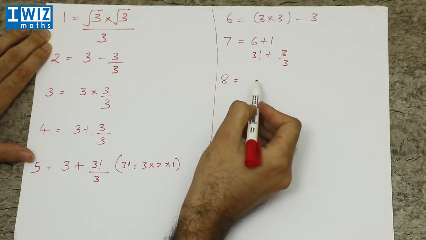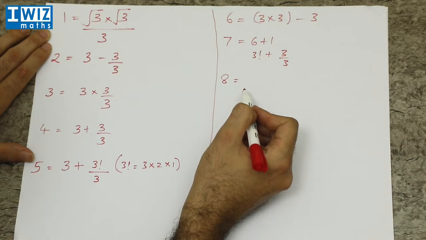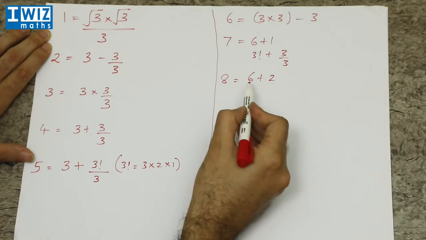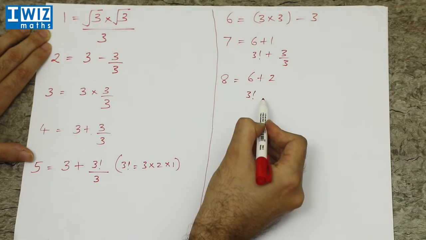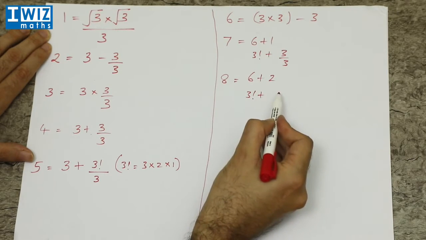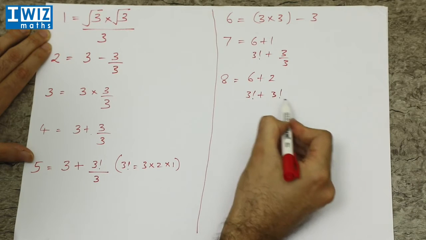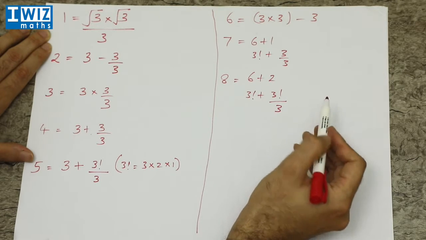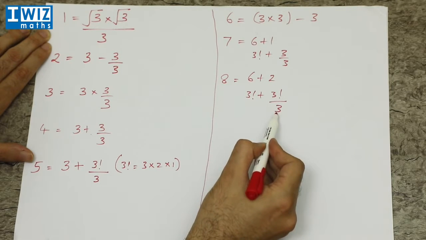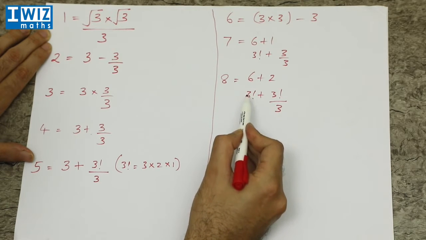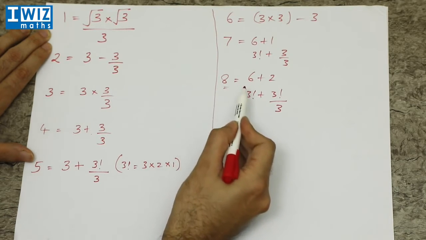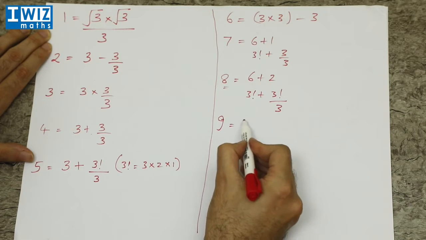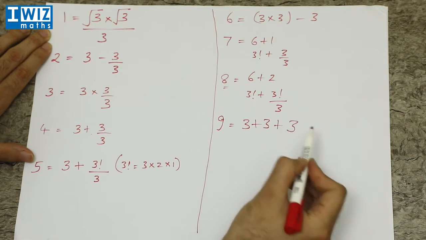8 is slightly tricky, needs a little bit of thought. So 8 can be thought of as 6 plus 2. 6, as we know, is 3 factorial. And now if we need to construct 2, that would be 3 factorial, which is 6 divided by 3, which is 2. So that quantity is 6 divided by 3 is 2. 3 factorial is 6. So 6 plus 2 is equal to 8. 9 is more straightforward, because 9 is just simply 3 plus 3 plus 3.